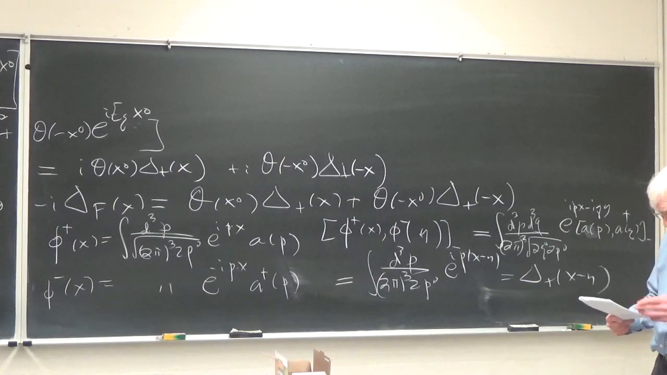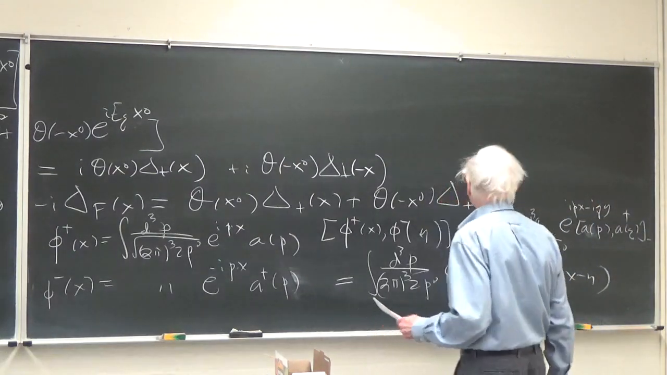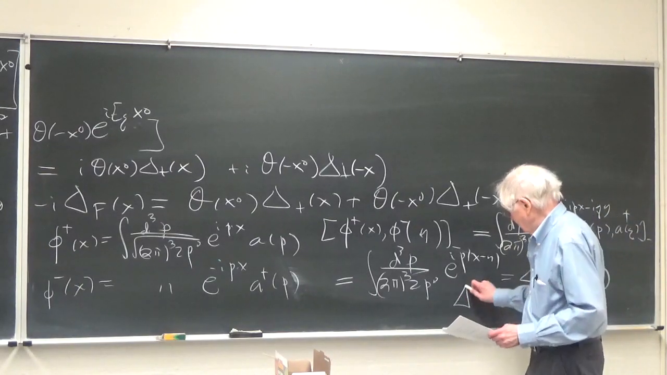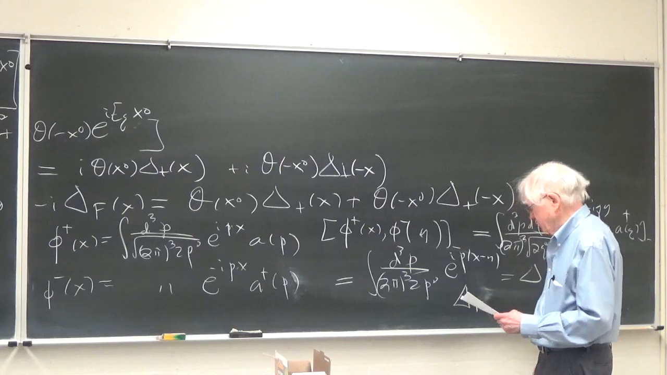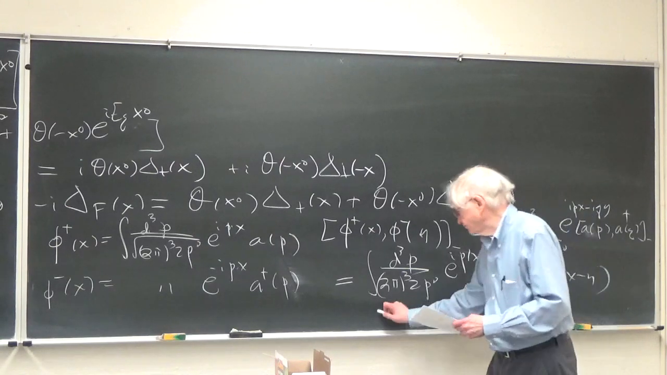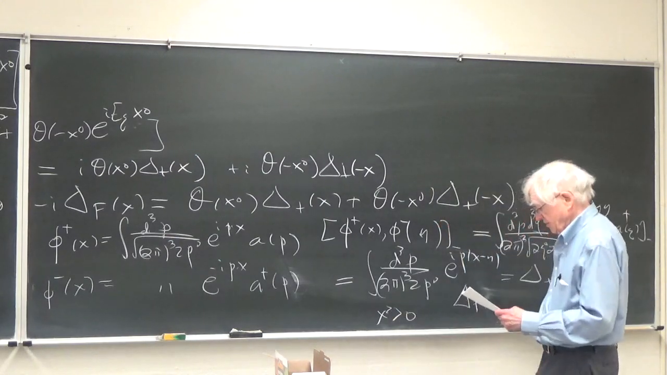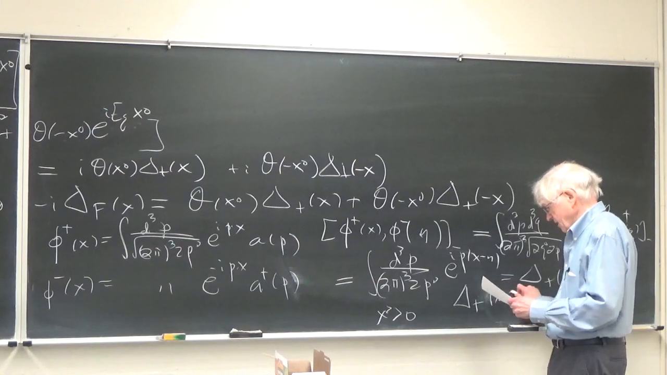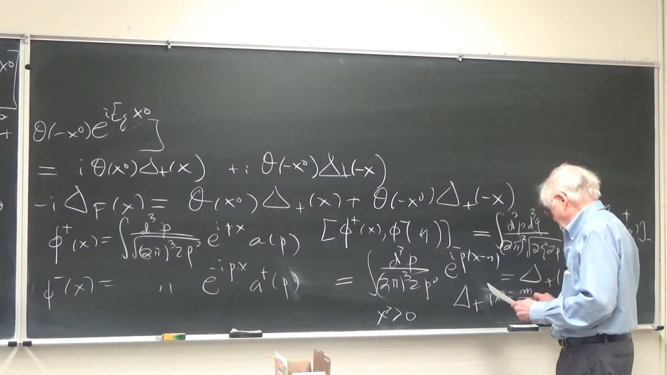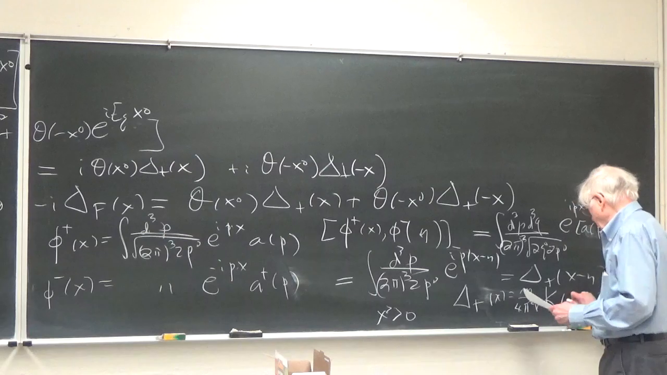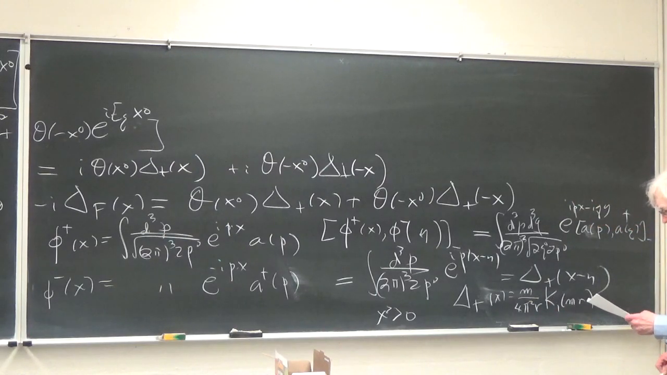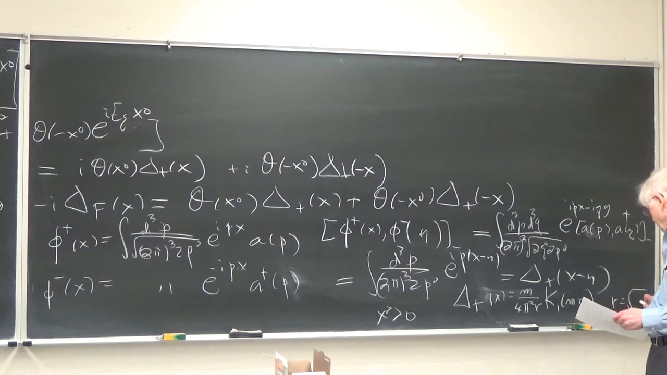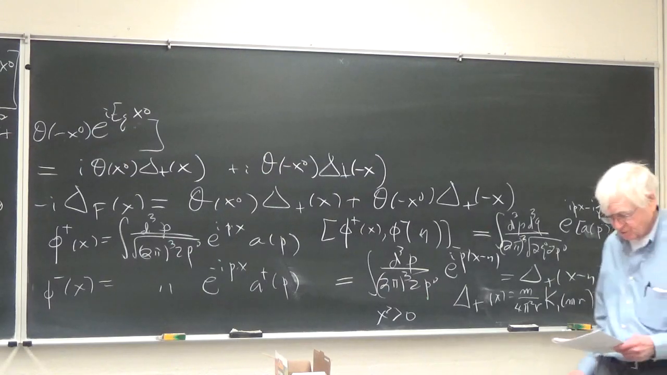And so now by the way, this is really a parenthetical remark here: delta plus for space-like, for x squared greater than 0, delta plus is m over 4 pi squared r K1 of mr, where this is a Hankel function, and r is the square root of x squared, assumed positive.